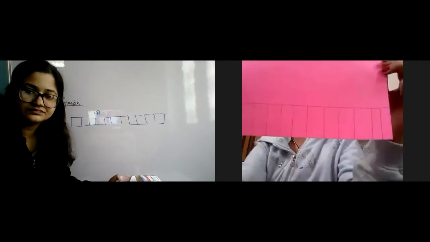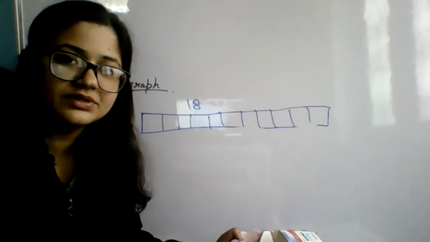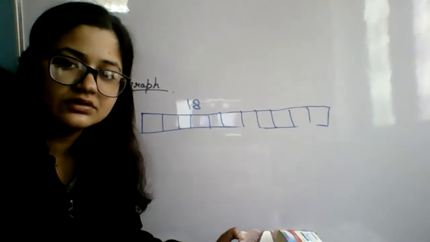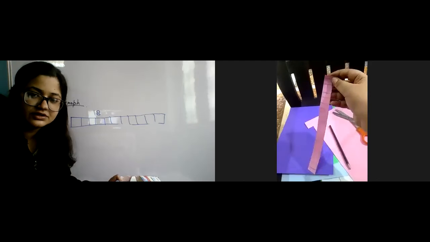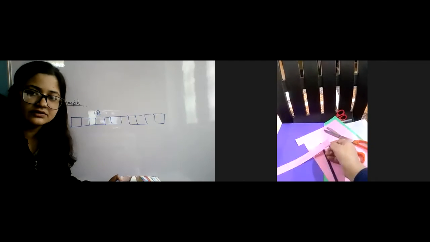Okay, ma'am. Yes, beta, here. Om, now show me, ma'am. And Pratyusha, cut it now. Om, show me. Yes, okay, good. Om, very good. They are 18, Om? Are they 18? Yes, ma'am. Okay, very good.